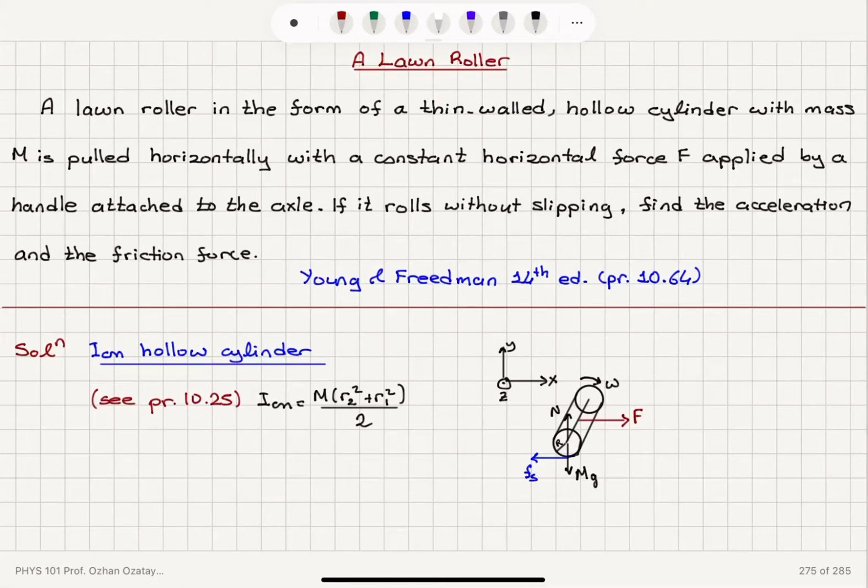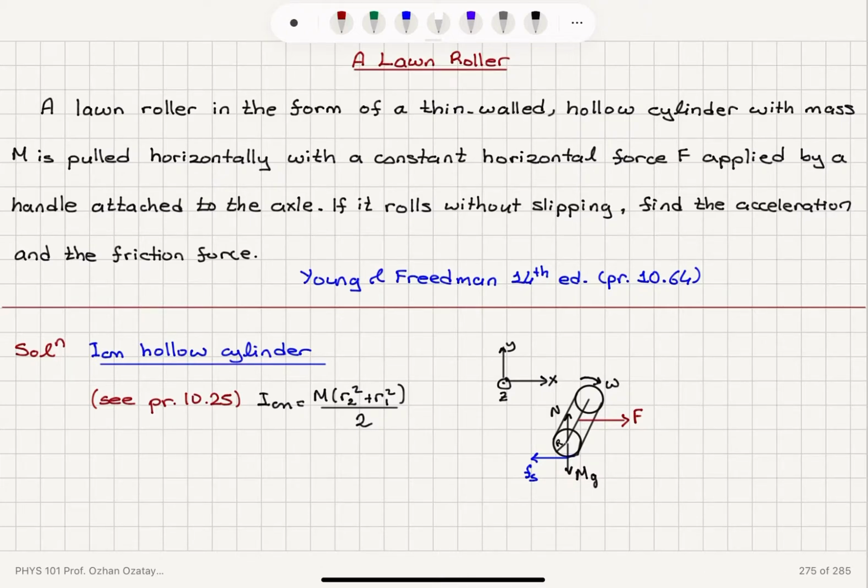A lone roller in the form of a thin-walled hollow cylinder with mass capital M is pulled horizontally with a constant horizontal force F applied by a handle attached to the axle. If it rolls without slipping, find the acceleration and the friction force.